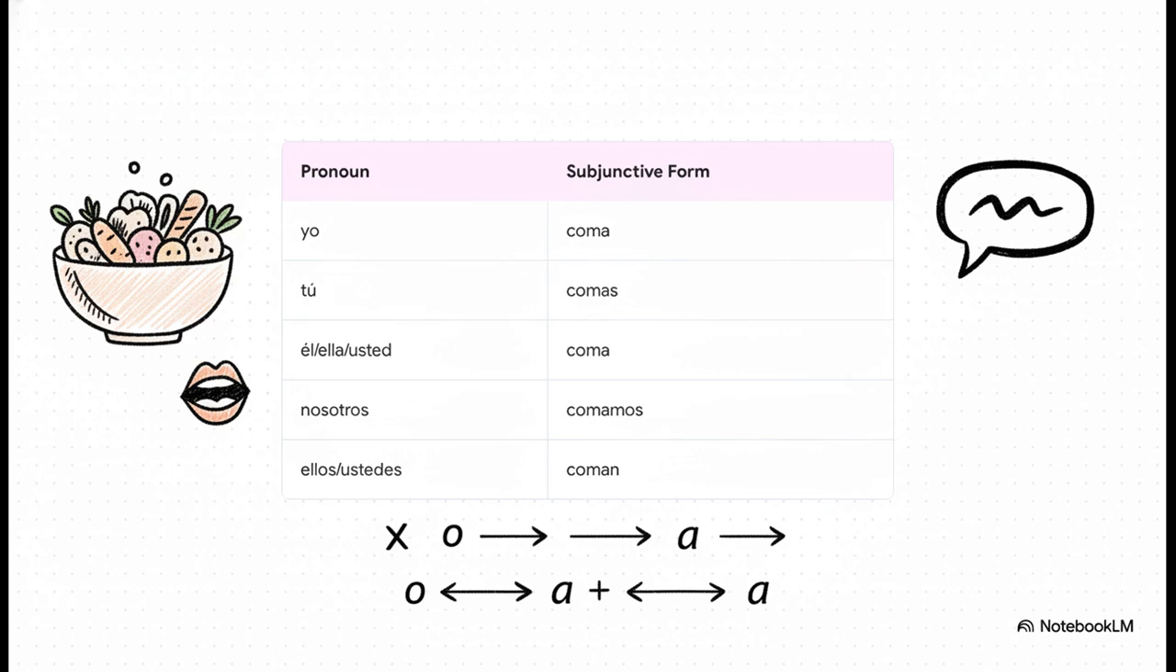Now let's do an ER verb, comer, to eat. Step 1, yo como. Step 2, we get com. Step 3, it's an ER verb, so we do the opposite and bring in the A endings. Coma, comas, coma, comamos, coman. See? The formula holds up perfectly.